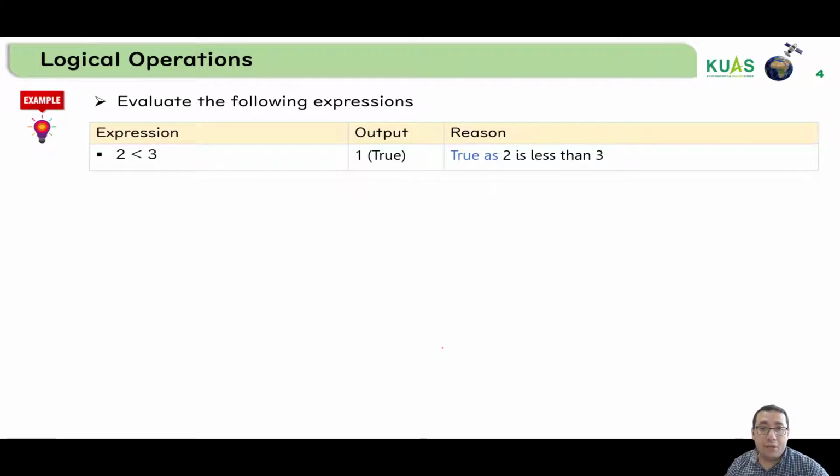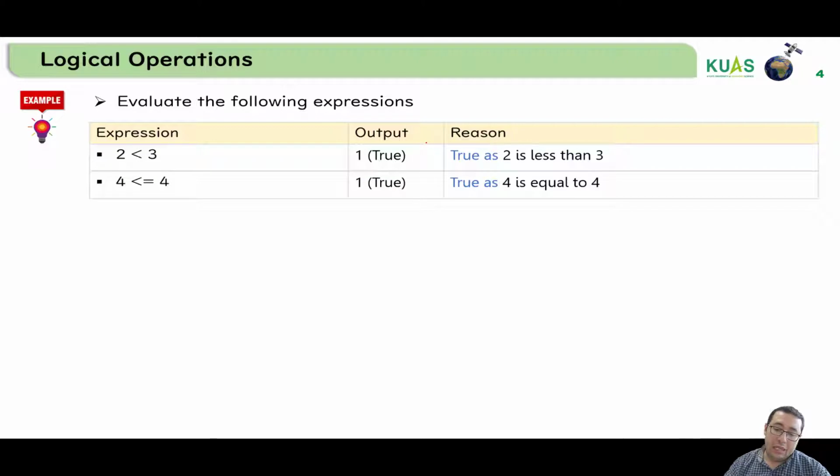Let's take some examples for that. The first example is, we ask a question, is 2 less than 3? Of course, 2 is less than 3. So the output will be true or 1, because 2 is less than 3. The next one is 4 less or equal 4. The answer will be true because 4 is equal to 4.